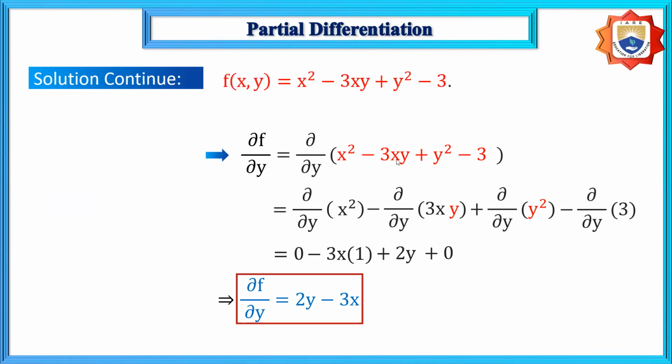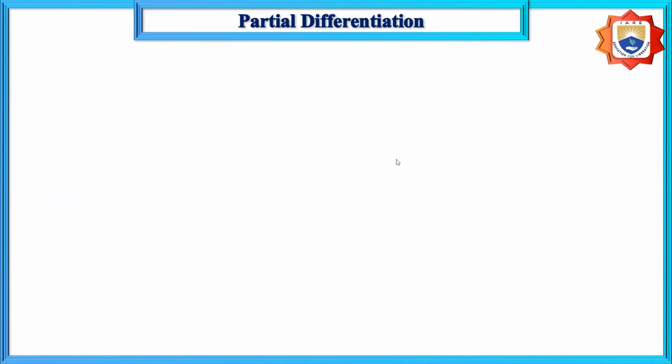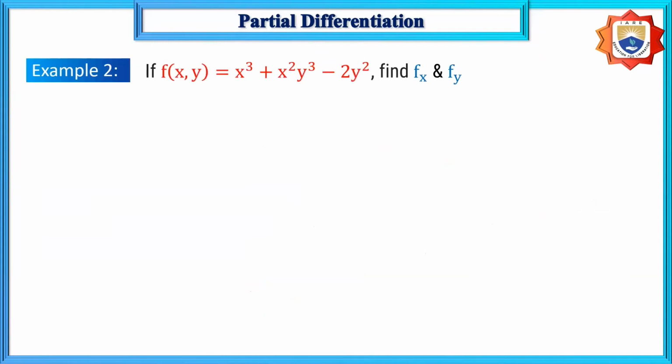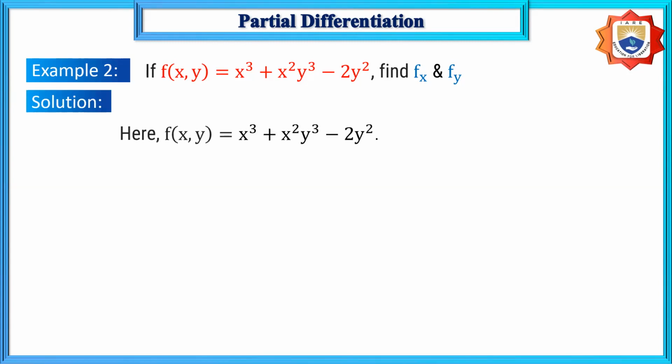Now similarly, here is one other problem. If f(x,y) = x³ + x²y³ − 3y², then find the values of fx and fy. Here fx is nothing but ∂/∂x and fy is nothing but ∂/∂y. Try to understand what the value of fx is. That is, fx is ∂/∂x of x³ + x²y³ − 2y². Try to tell, anyone.